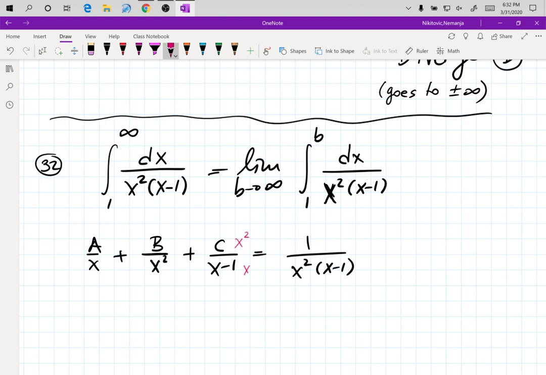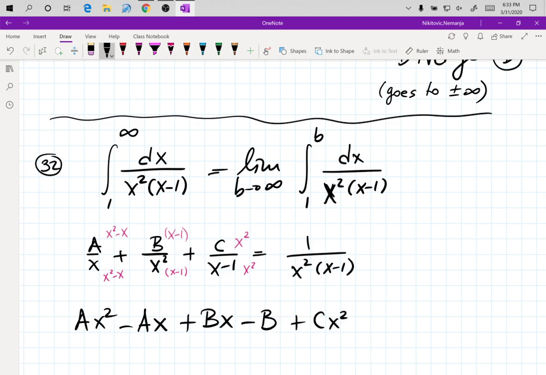Now it's time to multiply what's missing for the common denominator. So this is the easiest one, right? x squared is missing. Over here it's x minus 1 that is missing. And on the first one it's x squared minus x, because you are missing the second x, and you are missing x minus 1. When you distribute x times x minus 1, you get x squared minus x. Now we know we can drop the denominators. By now you should be, you know, PhD in partial fraction decomposition. So we have ax squared minus ax plus bx minus b plus cx squared equals 1.